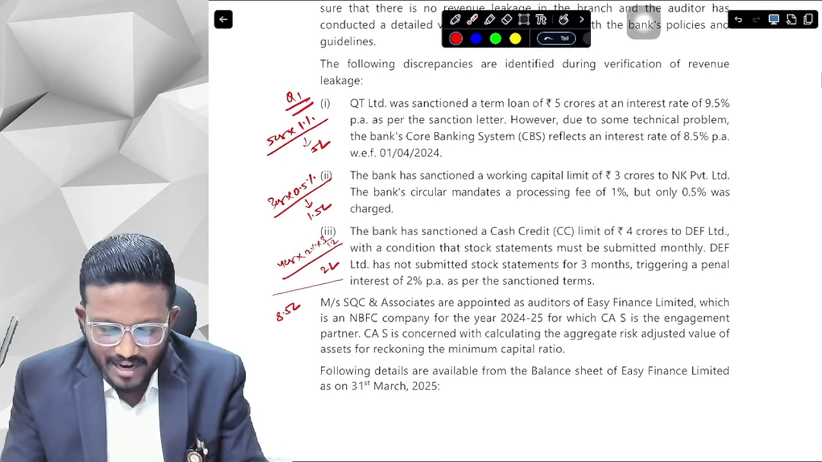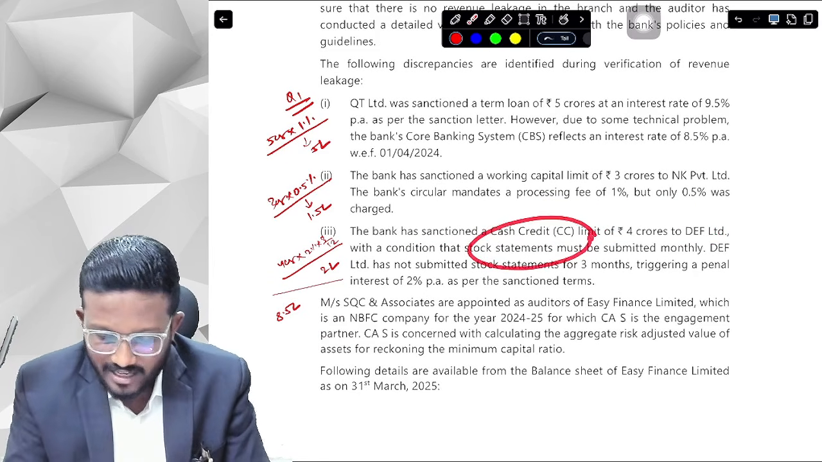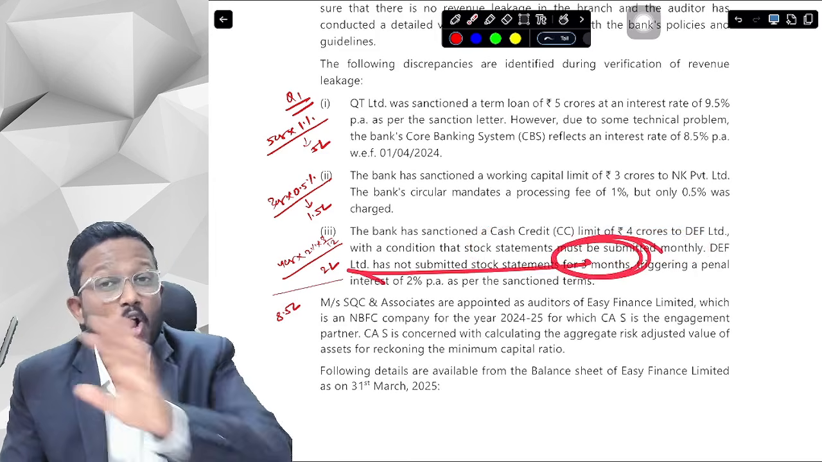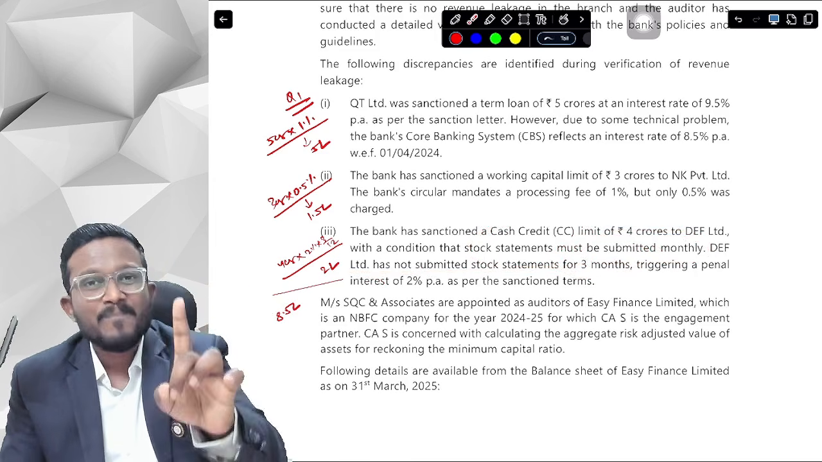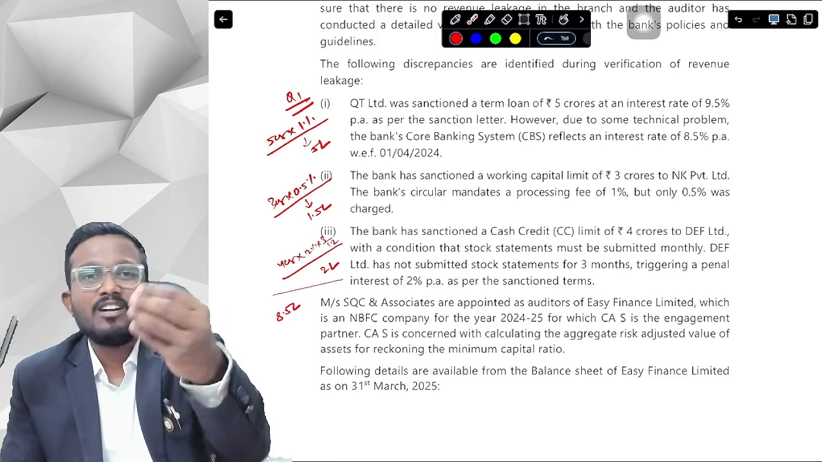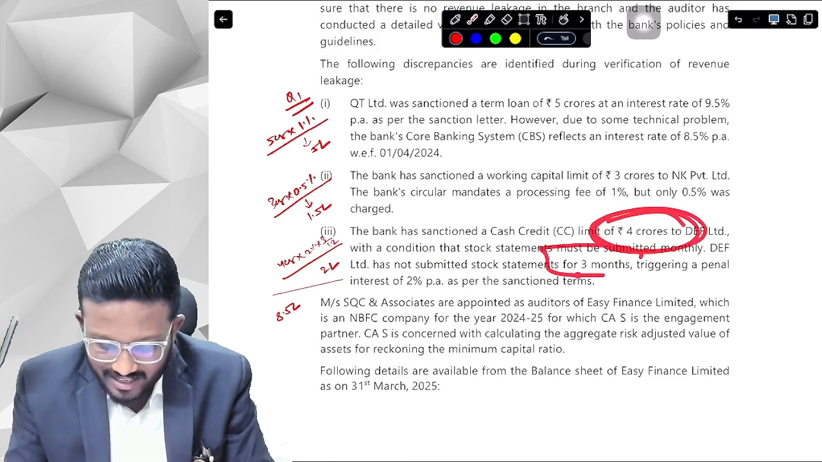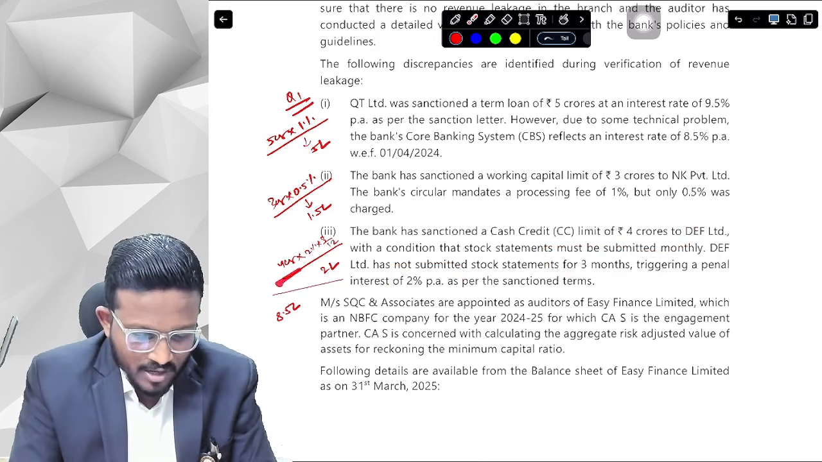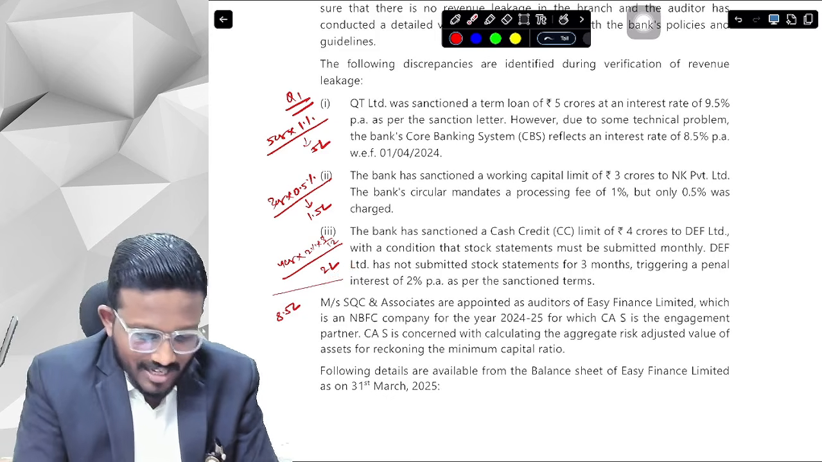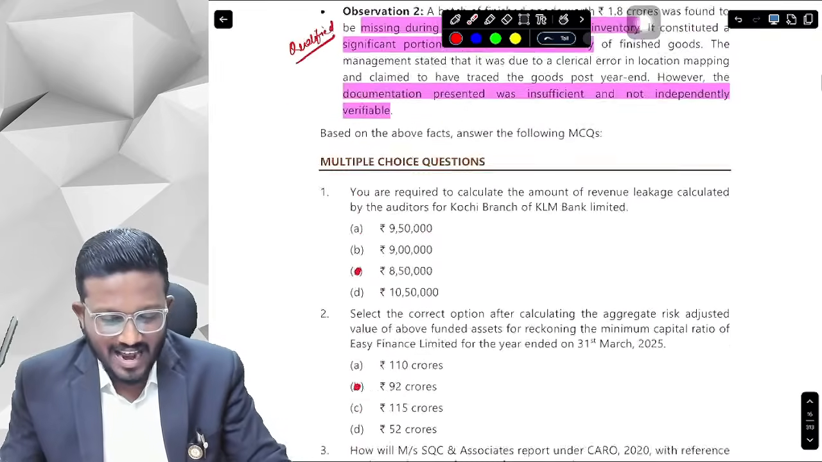Next is what, sir? We have sanctioned a cash credit limit of 4 crore and we have a condition on the cash credit limit that the stock statements should be submitted monthly, but the borrower has not submitted the stock statement for 3 months, and here the penal interest should have been charged at 2% per annum as per the sanction terms, but we haven't charged the penal interest. So how much will be the penal interest, sir? It will be 4 crores for 3 months at the rate of 2% per annum. So 4 crore, 2% for 3 months, and it will be 2 lakh. So this is the revenue loss in 3 particular cases, and if we combine this revenue loss, it will be 8.5 lakh.